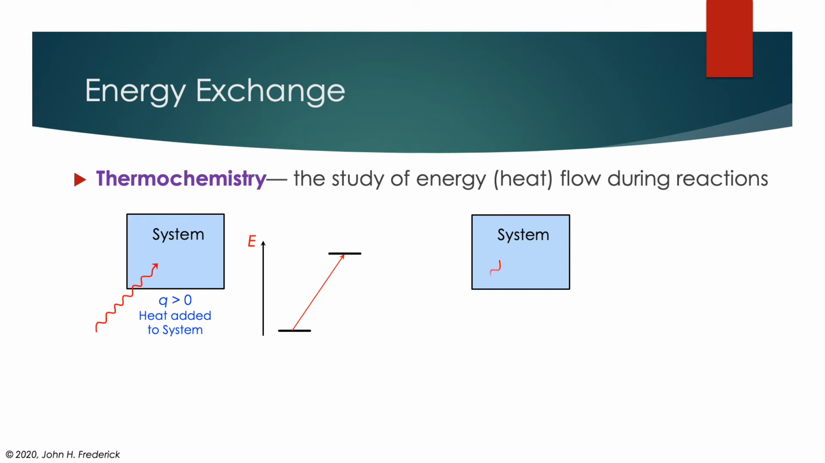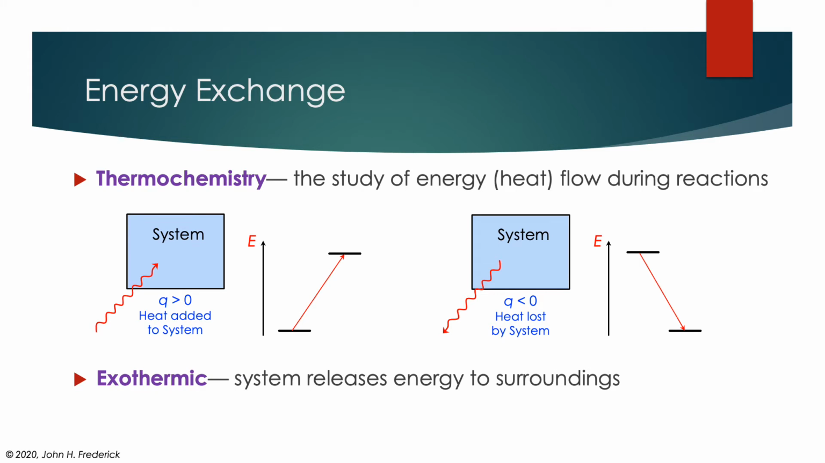Now the opposite of this situation is when energy flows out of the system into the surroundings. In this instance, our heat, Q, would be less than 0, and it denotes heat being lost by the system. So now if I draw, again, my vertical axis for energy and a couple of energy levels, I would show energy leaving a high level and going to a lower level. So these are the two possibilities that we're mostly going to see in this course dealing with heat flow.